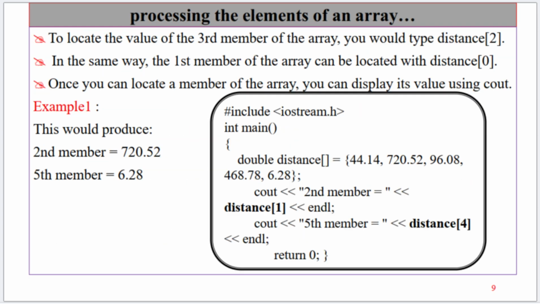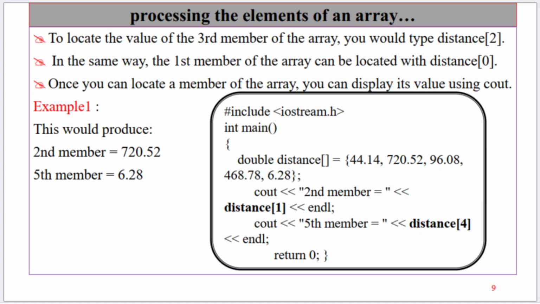Processing the elements of an array. To look at the value of the 3rd member of the array, you would type distance[2]. In the same way, the 1st member of the array can be located with distance[0]. Once you can locate a member of the array, you can display its value with cout. Example 1. This would produce: second member equals 720.52, fifth member equals 6.28.